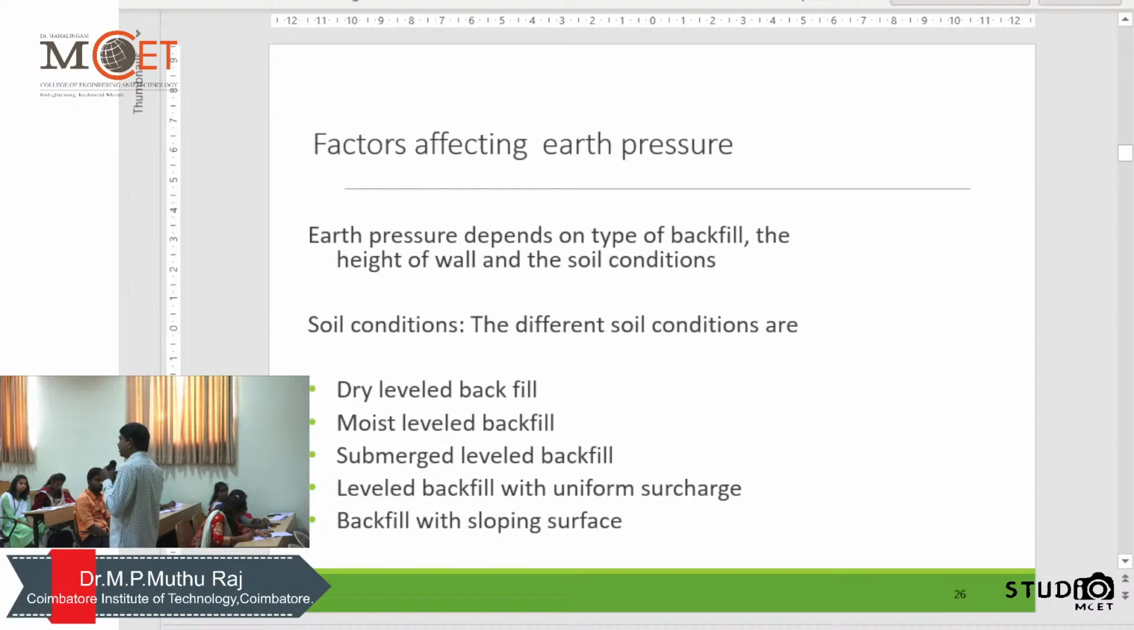Earthquake, I think you might have learned what earthquake is. The ground acceleration in the vertical direction is 9.81 meter per second square.